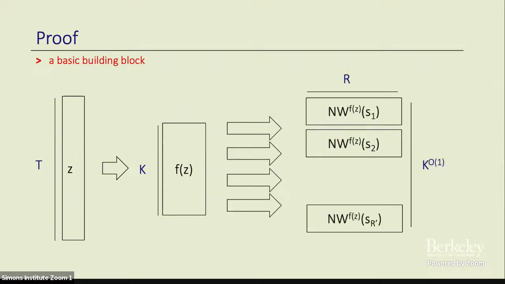And then the construction. What we'll do is apply the Nissan-Wigderson generator with F of Z as the hard truth table. Our targeted PRG is just going to be, on input transcript Z, you get F of Z, then you apply Nissan-Wigderson to get some pseudorandom outputs. The point is that F of Z is only poly(R) bits. R is n to the little o(1). So here you only have n to the little o(1) many outputs.